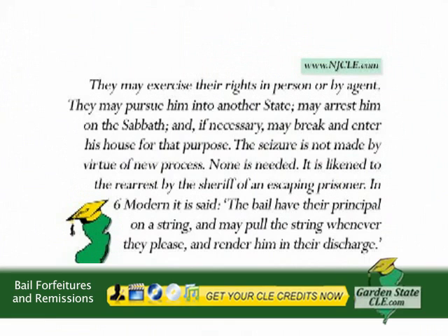"The seizure is not made by virtue of new process. None is needed. It is likened to a rearrest by the sheriff of an escaping prisoner. In a case called Modern, it is said, the bail have their principal on a string and may pull the string whenever they please and render him in their discharge."